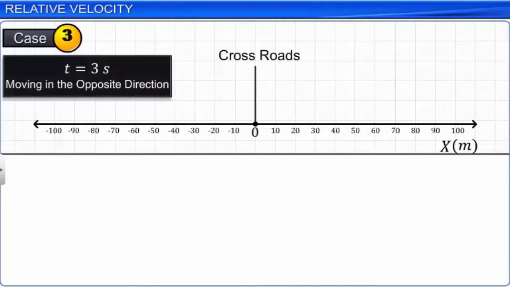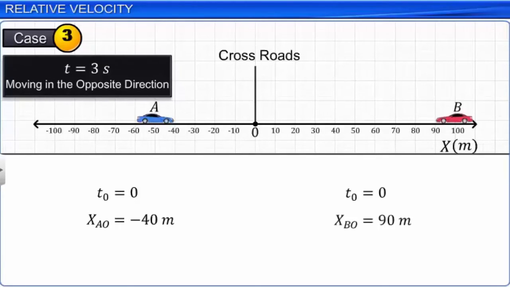Case 3. At the time of initial observation, that is, when t naught equals 0, car A is 40 meters behind the crossroads, and car B is 90 meters ahead of the crossroads. Car A is moving towards the right with a uniform velocity of 10 meters per second. Car B is moving towards the left with a uniform velocity of 15 meters per second.